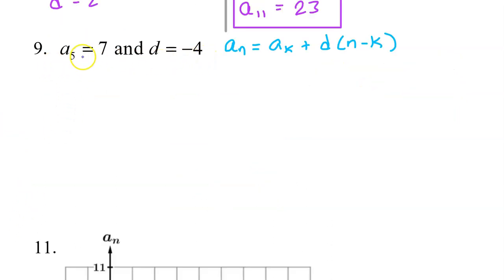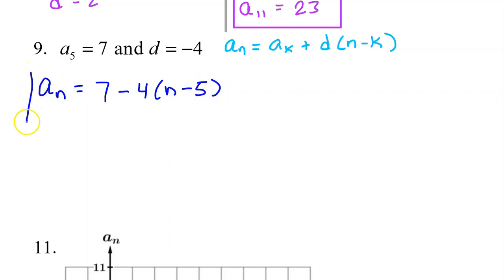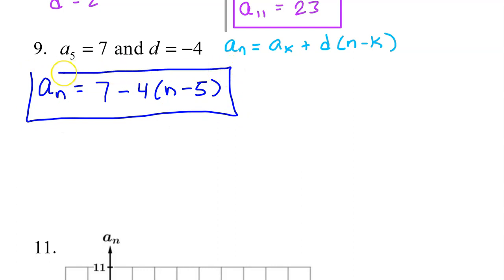For number 9, we are given one term and the common difference. So this will be a little bit easier. An equals, we can let the one term be ak. I'm going to go ahead and put the 7, but remember the subscript is 5. So that's the k right there. So plus d, which is negative 4, so I'm just going to put minus 4. And then n minus k. That's n minus 5. And that's it. This is the expression for an.